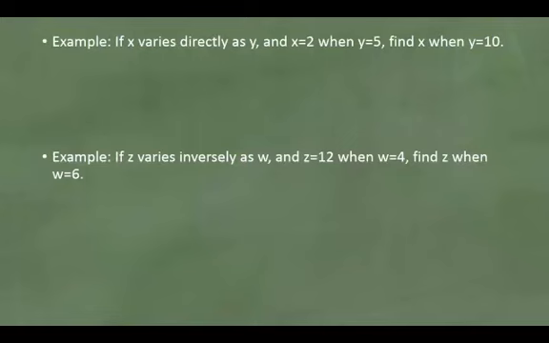Here's an example. If x varies directly as y, and x is equal to 2 when y is equal to 5, find x when y is equal to 10. Notice that the order matters here, and this problem seems complicated, but we're going to take it step by step. X varies directly as y. It means you start off with x, and you know it equals some number k times y. And then they give you more information. X is equal to 2 when y is equal to 5. So that tells you that k has to equal 2/5.